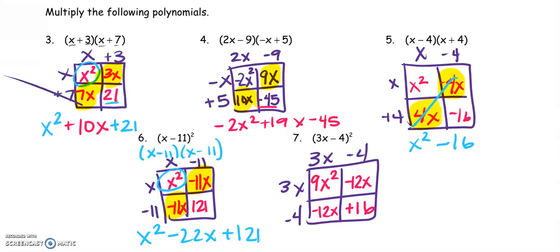So again, start with your highest exponent. Add together your like terms on the diagonal, which is going to give you a negative 24x, and put your number that stands alone last. This is all you have to do to multiply.